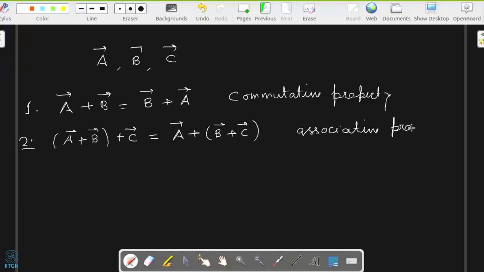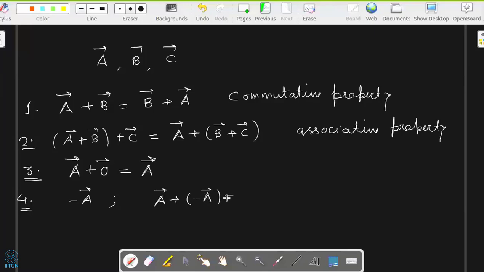So the vector addition satisfying these properties, then there must exist a zero vector, so that vector A plus the zero vector, any vector adding with the zero vector, will give the vector itself. And further extension of this, if this is so, then there must exist minus a vector as well. Then we will have A plus negative of this vector is equal to 0.